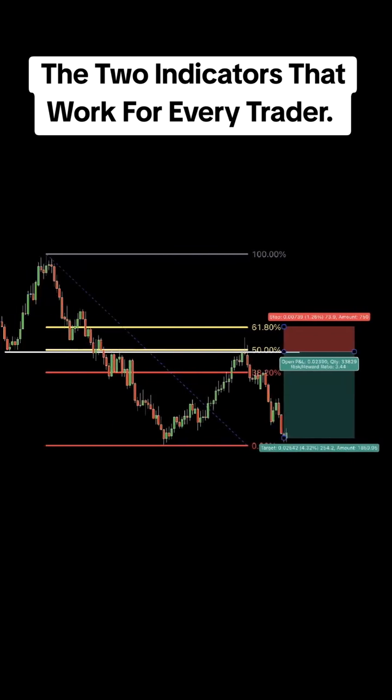This is the power of combining Fibonacci with the TLL method. It filters out low-quality setups and helps you enter trades with confidence and clarity, especially in trending conditions. Now you've seen how these two tools can completely change the way you approach the market.